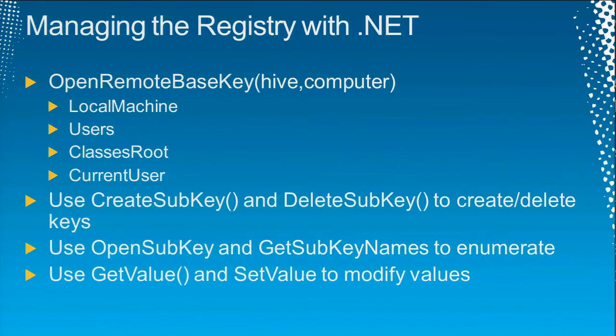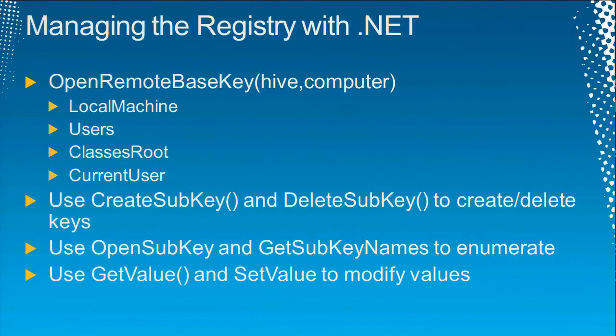So here's kind of the recipe if you want to use the .NET Framework. We're going to use the OpenRemoteBaseKey method, and you specify the hive that you want to connect to, either LocalMachine, Users, ClassesRoot, or CurrentUser. So you actually do have a little more options about what you want to connect to. And remember, current user is you. It's not the current user currently logged on. A lot of people always want that, and that's not what this is. This is whatever credentials you're using, it will be your current user hive on that computer.